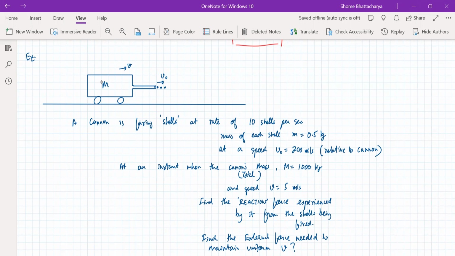So from concept of action reaction, you can understand that every shell fired, the cannon is applying a forward impulse on the shell to launch it. So it experiences an equal and opposite backward reaction impulse. Because it's firing shells continuously, it experiences these reaction impulses at a continuous rate. So there's a continuous force that is acting on the body of the cannon because of the reaction force coming from the shells it's firing.